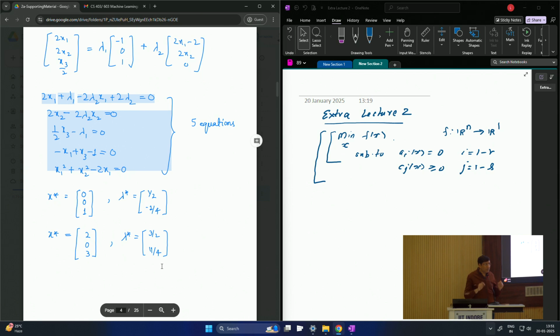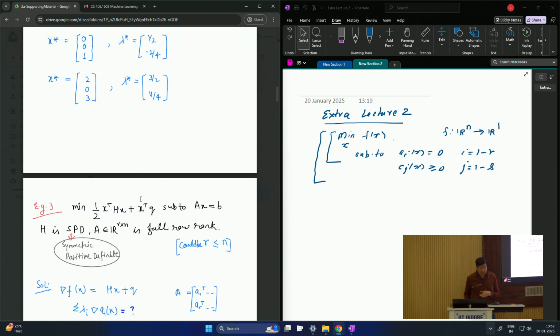And when we apply the sufficiency conditions, which I have not told you yet in the case of constrained optimization, we'll tell you at the end. It will turn out that one is a minimizer and the other is not a minimizer, like we saw earlier. Right now it is still a candidate for minimizer. Okay, all right.